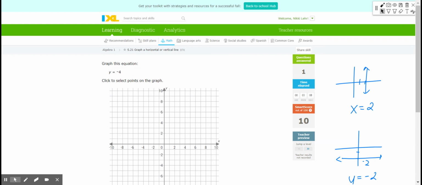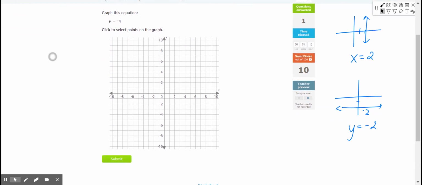Awesome. Let's take a look at another one. We've got y equals negative 4. This time I go to y equals negative 4, so a y-intercept of negative 4. Then again, I go opposite of that axis. Maybe I'll plot a point over here. And there is our horizontal line.